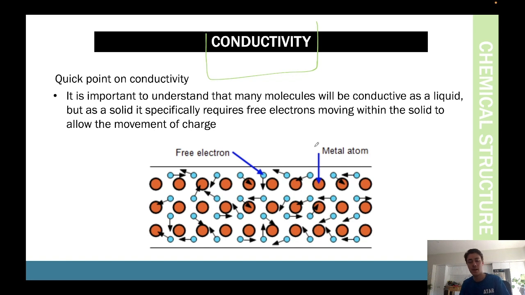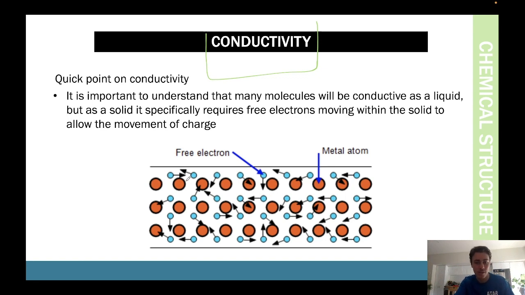So in metals, they have different bonding. They don't have covalent bonding. They have bonding in which the atoms all sit within a lattice. They all sit in a specific spot, and then these electrons can freely move in between them and hold them together. But they can move where they want. They can move around and go wherever they want.